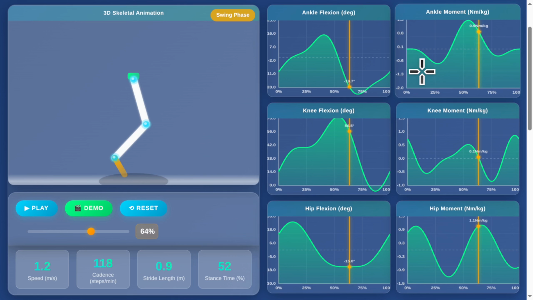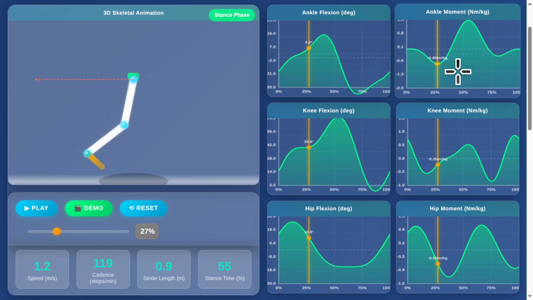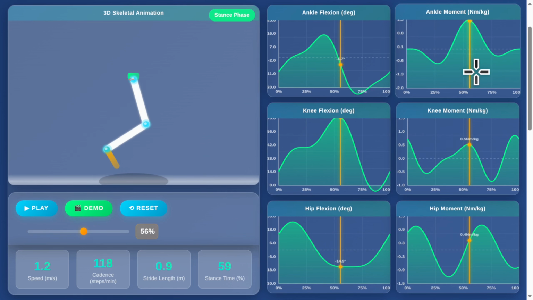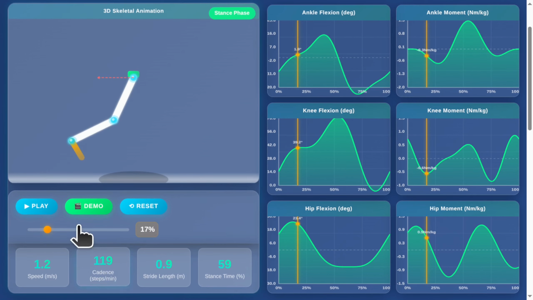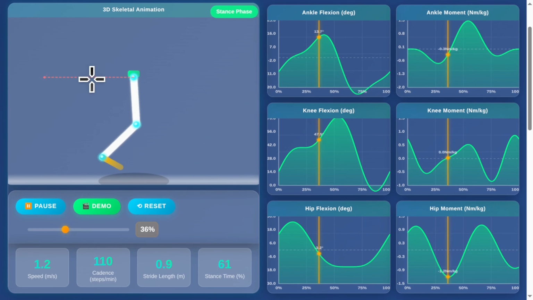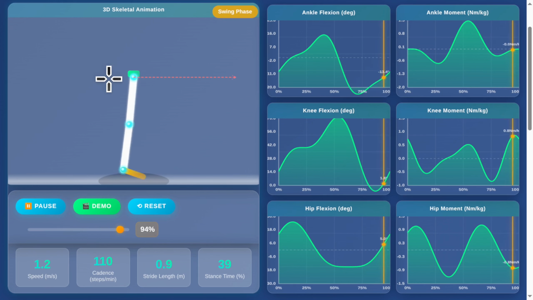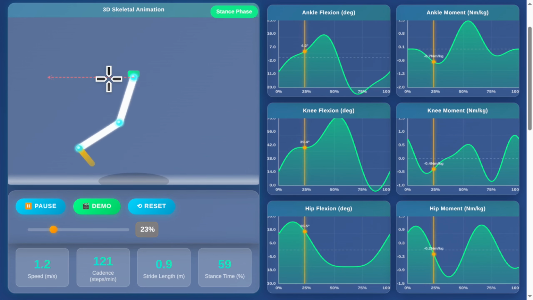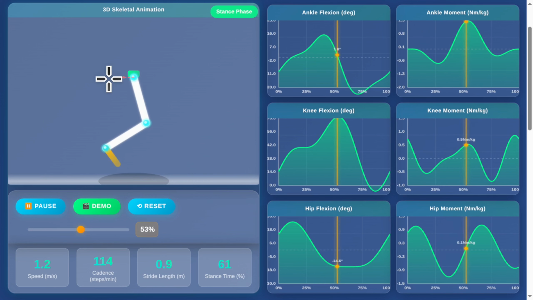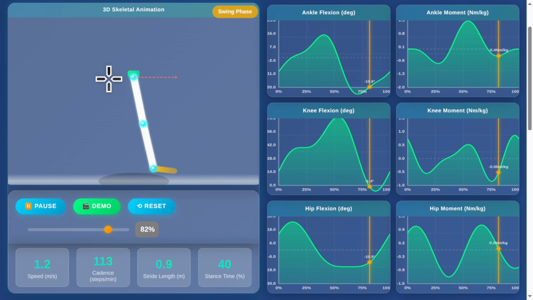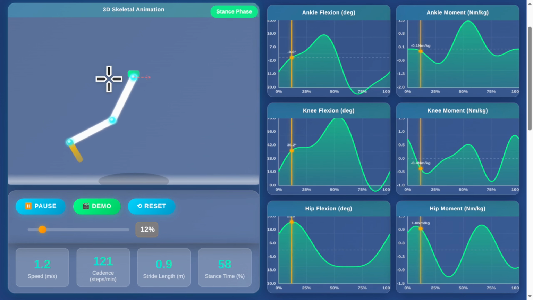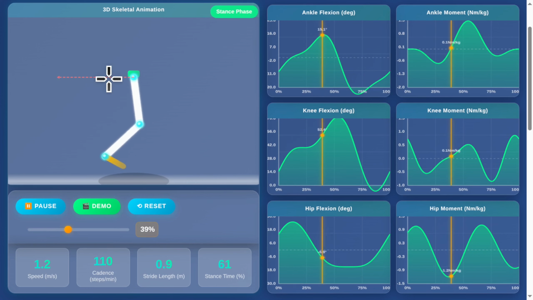Newtons per kilogram, or Newton meter per kilogram, is a unit for a specific moment, meaning the moment of force normalized by body mass. In simple terms, it tells you how much rotational force is being applied at the ankle joint per unit of body mass. This normalization is important because it allows for fair comparisons of joint mechanics between individuals of different sizes, making the data more universally applicable in clinical and research settings.